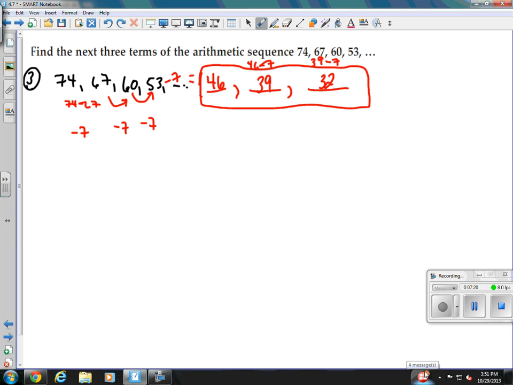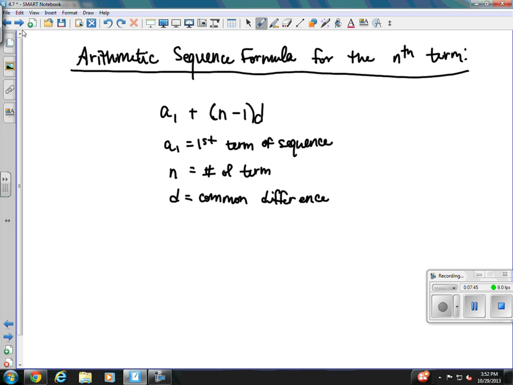And once again, you just find that constant rate that you're decreasing or increasing by, and then just continue the pattern. So once you see how arithmetic sequences work, in that you're decreasing or increasing by a constant like negative 7, then that's when we can start looking at it as a formula. So the arithmetic sequence formula to find the nth term is a sub 1 plus n minus 1 times d.